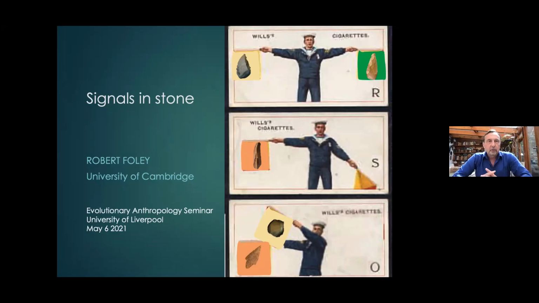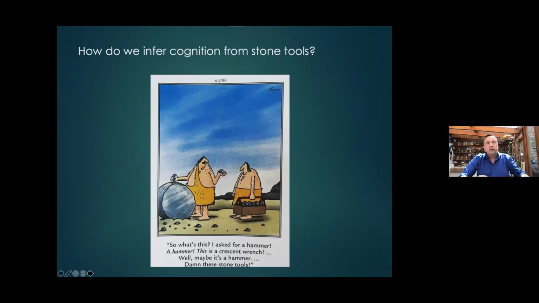So I thought I would talk about technology, and so I've called this Signals in Stone, and the issue is simply how can we infer something about the cognition of extinct hominids on the basis of their stone tool technology. And I subtitled it, what can we infer from stone tools? And I think actually that's a slightly misleading title, because I'm going to talk much more about how we infer cognition from stone tools rather than coming up with particular models.